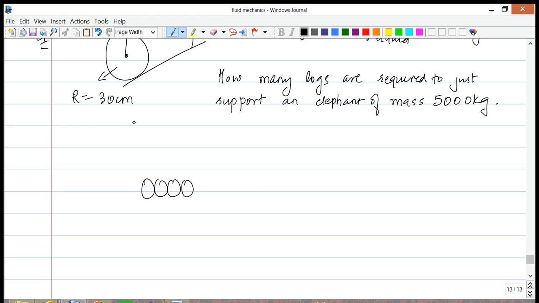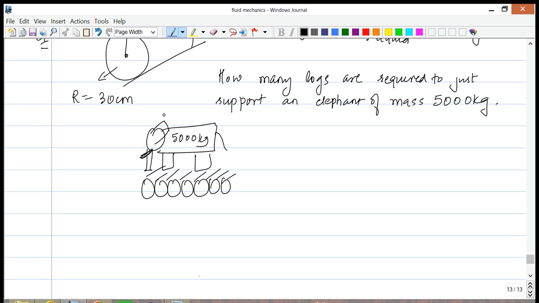So what you're going to have is some number of logs, and then you have an elephant, of course, of mass 5000 kg, that goes into this thing. Let's put some ears on the elephant and the trunk and tusk. It's very important. So we have this elephant that's going to sit on this log. I know you think it's floating, but it's not really. It's all 3D view, so don't think I'm not thinking about that. All right, so we have this, and it's going to be supported.